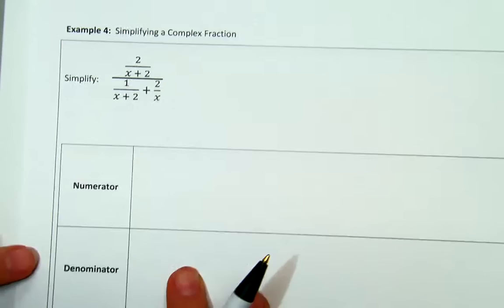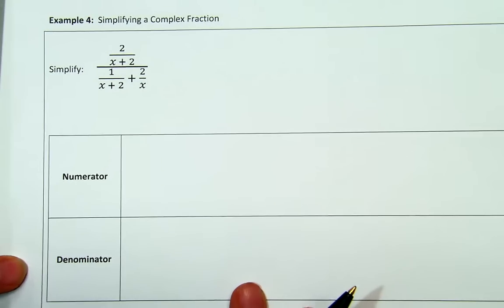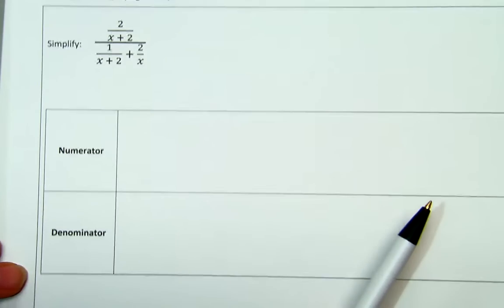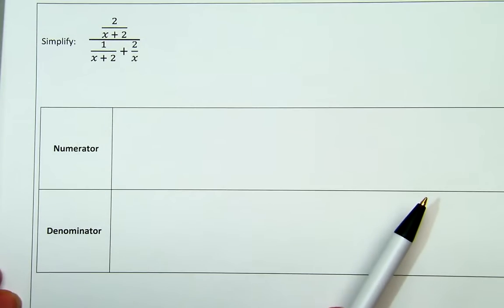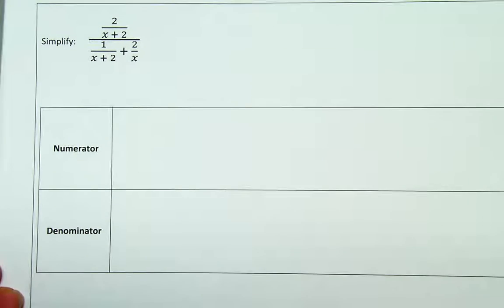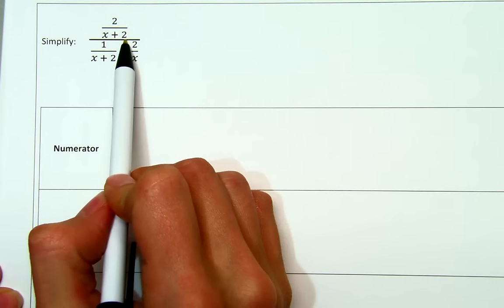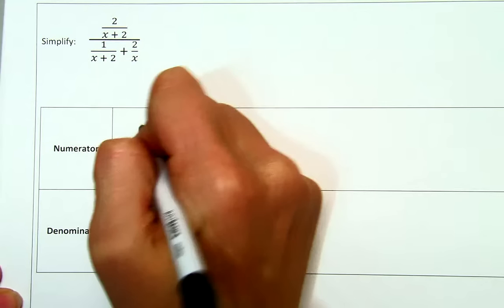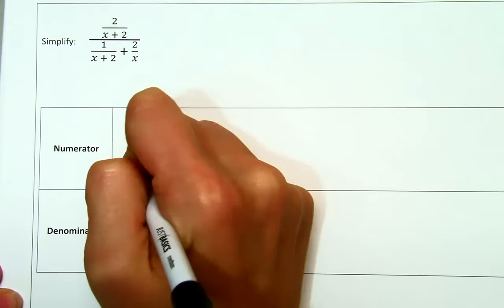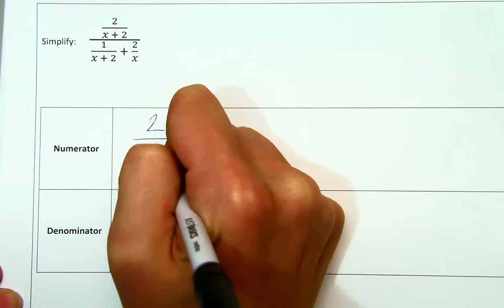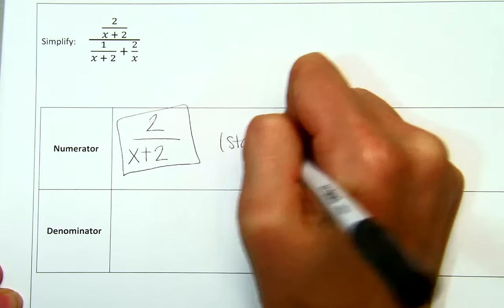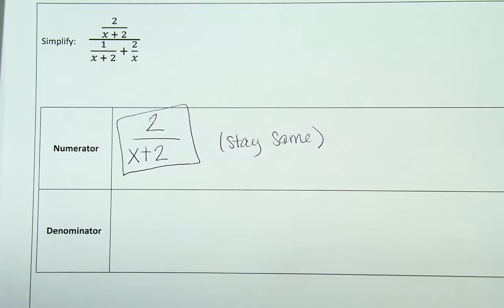The first thing we're going to do, and I gave you guys a lot of space in example 4, is get our numerator down to a single fraction and our denominator down to a single fraction. In example 4, our numerator, lucky enough, is already a single fraction. We're not adding or subtracting a fraction to another fraction like we are in the denominator here. So the numerator, 2 divided by x plus 2, is going to stay the same because it's a single fraction.